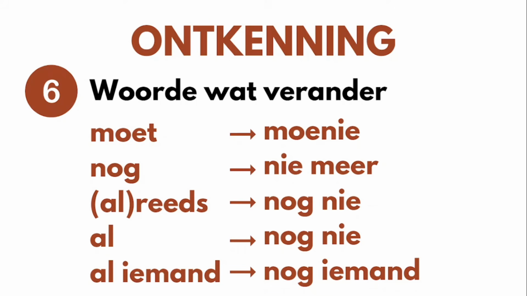Note that everything that says al will get nog in the negative form. So alreeds will become nog nie, al will also become nog nie, then al iemand will become nog niemand. If, let's say, it said al ooit, then it's going to be al nooit in the negative form. Okay, so just make a note. Nog becomes nie meer, and then anything with al becomes nog nie, or nog, whatever word needs to be swapped. For example, al iemand will become nog niemand.